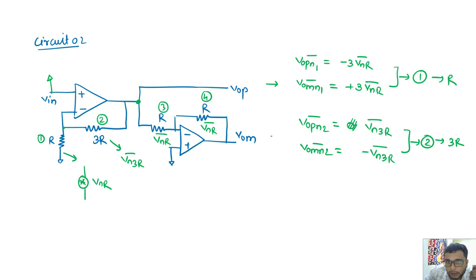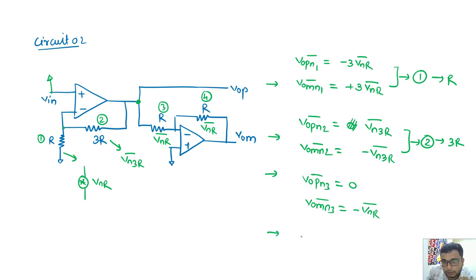Now the third case, due to R3, that is your R only. Now I consider the series source. Since ground is shorted, there is no current in this branch, no current in 3R, so VOP will be 0. So VOP noise due to the third resistor, that is R, is 0. The V noise due to this third resistor can be written as minus Vn of R.